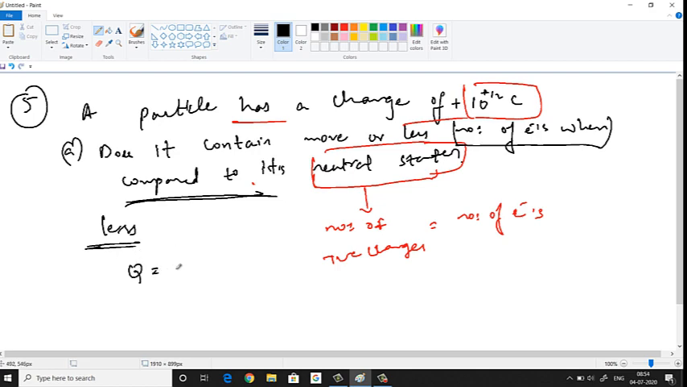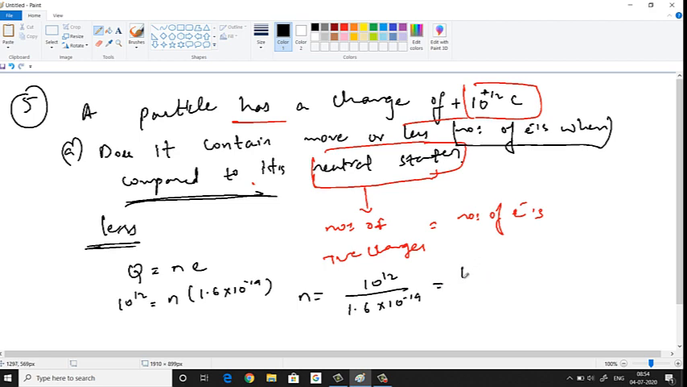So if Q is equal to Ne, what is Q? 10 power 12. What is the value of N? And we have to find that. Charge of one electron is what? 1.6 into 10 power minus 19. So what is the value of N then? N is equal to 10 power 12 divided by 1.6 into 10 power minus 19.